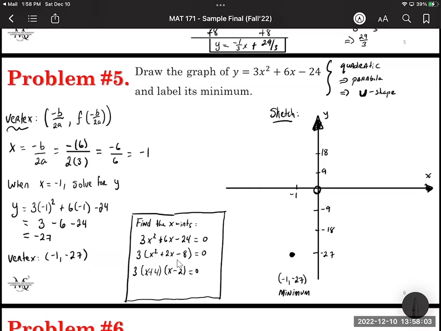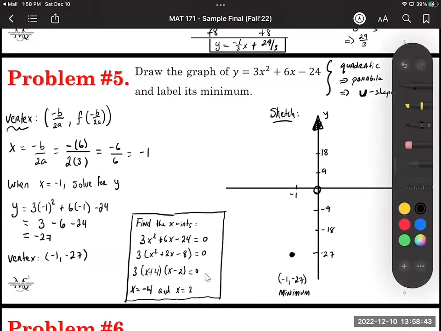If you solve for x here, all you have to do is set these factors equal to 0. For example, x plus 4 is equal to 0, so x is going to equal what number? If you take x plus 4, set it equal to 0, then x would equal negative 4. And if you set x minus 2 equal to 0, you get x equals 2. So those are your x-intercepts.